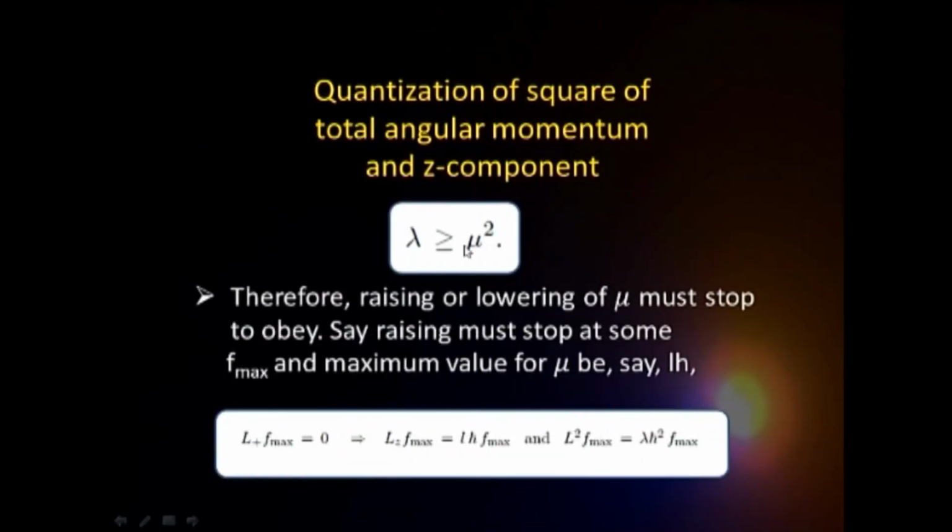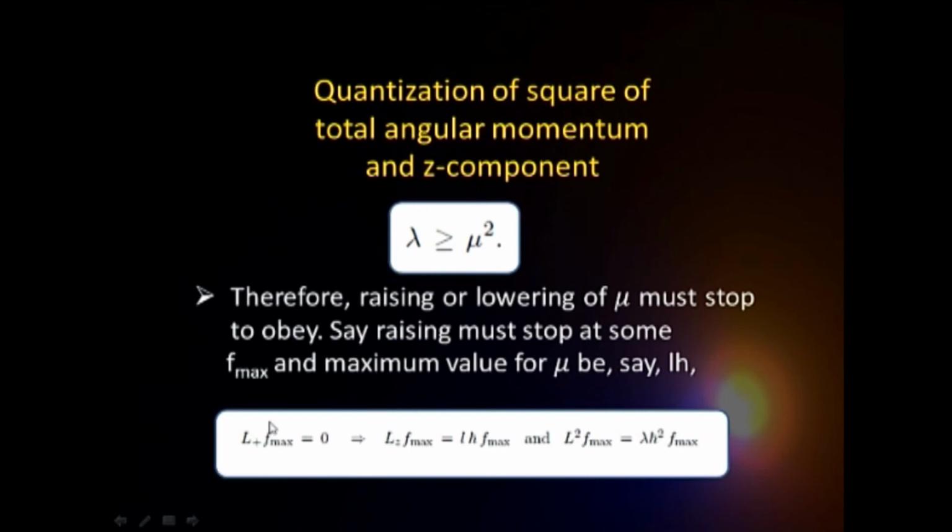And when we put it here, we get an important observation that lambda is going to be larger than mu square, and this is trying to put an upper and lower limit to the values that we can obtain. Let us try to look at the maximum value first.